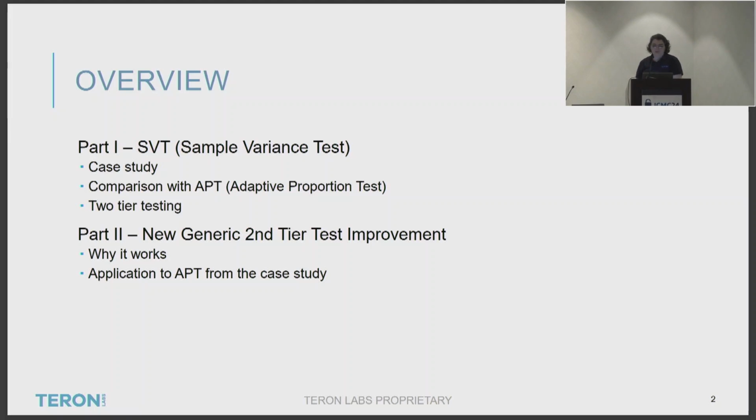Hello. So we'll look at a case study for the sample variance test. We will compare it with the adaptive proportion test and have a quick look at 2-tier testing. And then the second part of this presentation is a new generic second-tier test improvement. We'll have a look at why it works, and we'll apply it to the adaptive proportion test from the case study and see how it improves that.